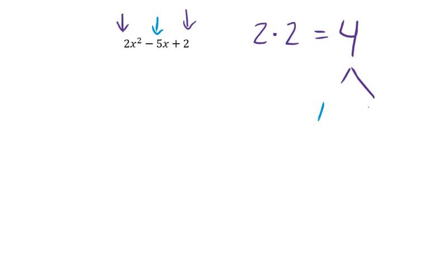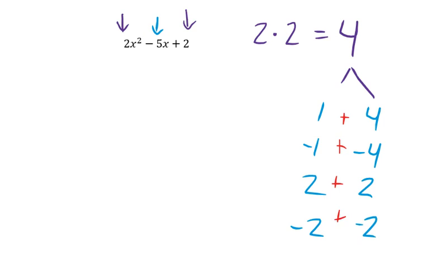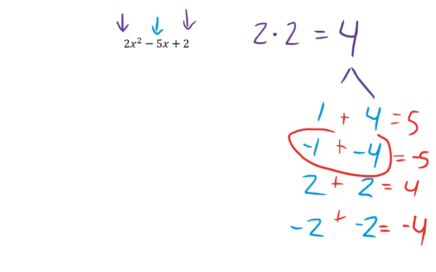I could do 1 and 4, or negative 1 and negative 4, or 2 and 2. All of these pairs of numbers multiply to positive 4. And when I add them up, 1 plus 4 is 5, negative 1 plus negative 4 is negative 5, 2 plus 2 is 4. I really don't need to keep going because I found the number I'm looking for. I'm looking for something that adds up to negative 5. Negative 1 and negative 4 do that.